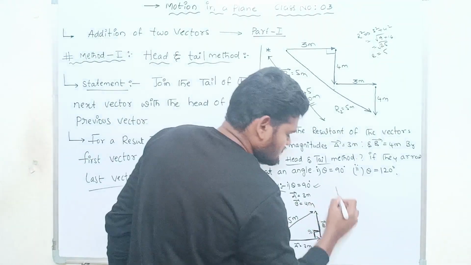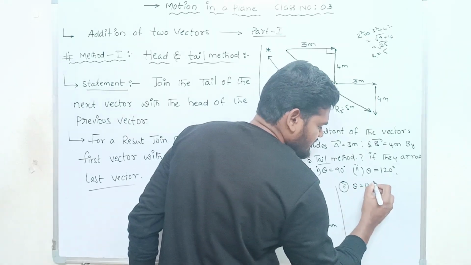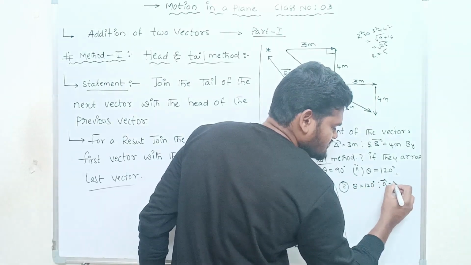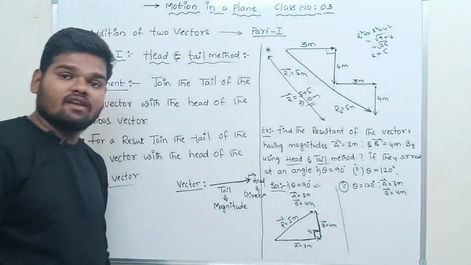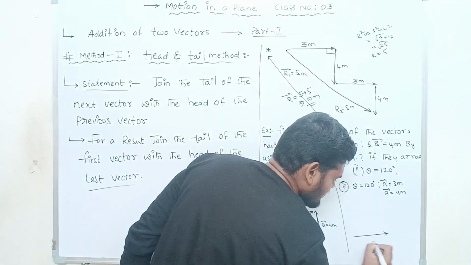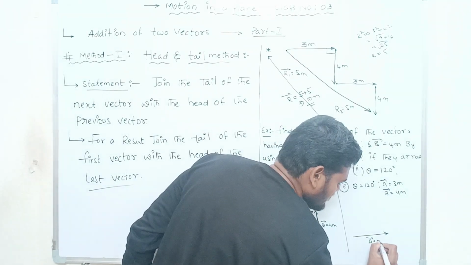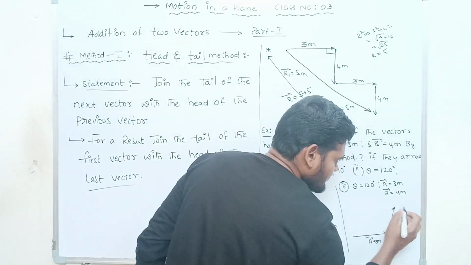Second one, I'm going to take an angle theta equal to 120 degrees. Again, A bar is equal to 3 meters and B bar is equal to 4 meters. Let's draw the diagram. We have to join the tail of the next vector with the head of the previous vector. So now they are at 120 degrees.